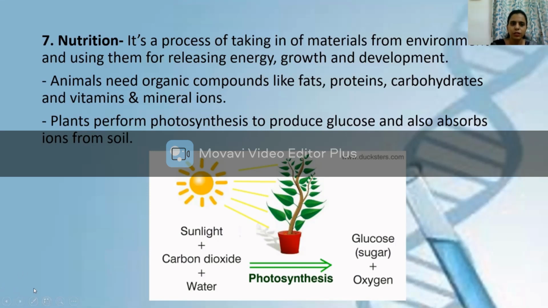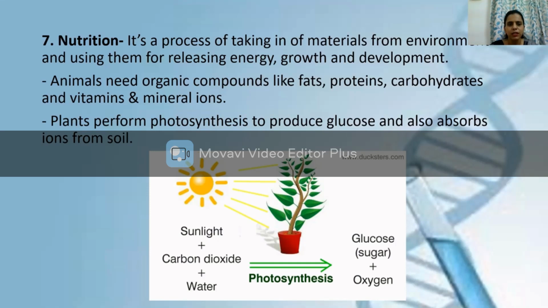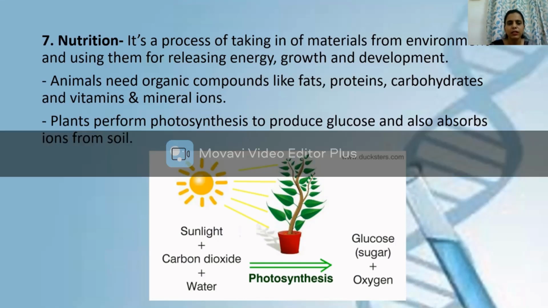For example, if we're talking about nutrition, and the definition of nutrition is asked for 3 marks. Okay, so what you can write is, first mark you'll be awarded for: it's a process of taking in materials from environment and using them for releasing energy, growth, and development. 1 mark you will get. Okay, then next, animals need organic compounds like fats, proteins, carbohydrates, and vitamins and mineral ions. Or sometimes some of the marking schemes even consider only these 3 terms: releasing energy, 1 mark, growth, 2 marks, and development, 3 marks. Okay, so you must remember that you have to learn these definitions exactly as per the IGCSE guidelines.